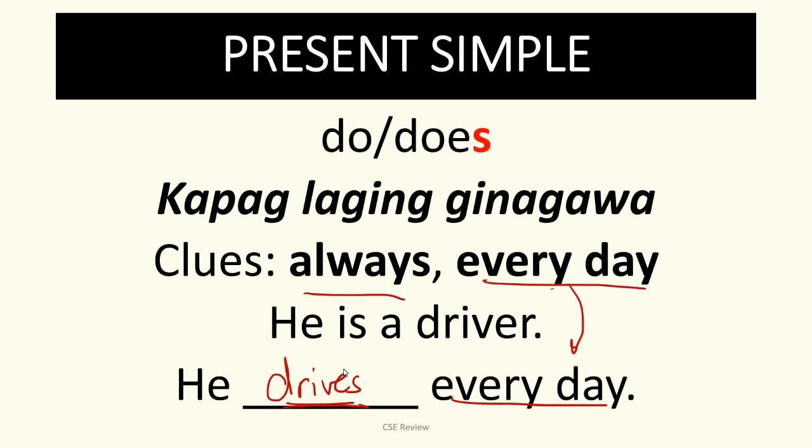Okay? Ito yung pinakasimpleng form, present simple. Gagawin mo siya pag laging ginagawa, regular or routine. Or nakita mo yung words na always, every day. Okay? So again, pag laging ginagawa, present simple. So yun yung tatanungin mo sa sarili mo. He blank every day. Yung ginagawa niya ba, lagi niyang ginagawa? If yes, dahil driver nga siya at lagi niyang ginagawa every day, then ang form mo is present simple, may S.